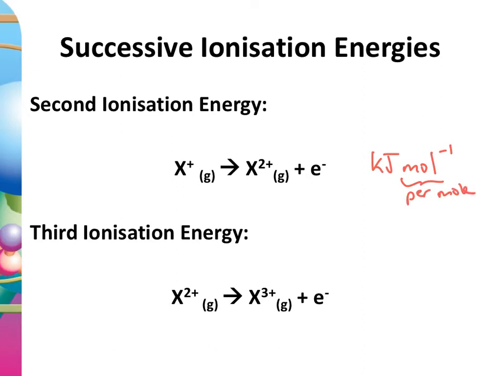And the third ionization, and so on, and we could keep going. We could have fourth, fifth, sixth, seventh ionization energy, but remember, whichever ionization energy it is, we are changing the charge by 1. So in the second ionization, it goes from +1 to +2, and in the third ionization energy, it goes from +2 to +3.